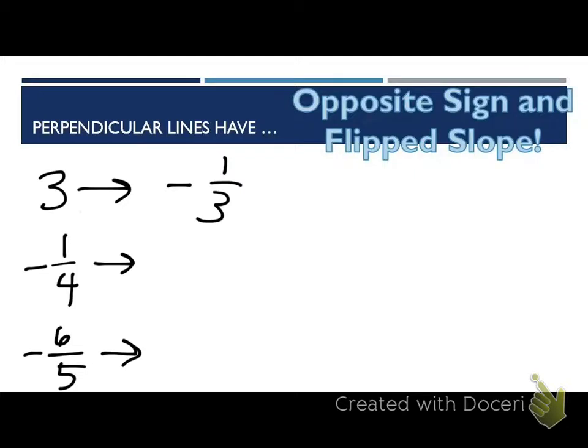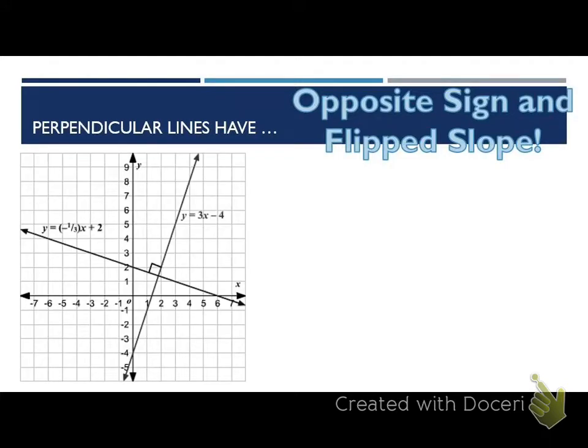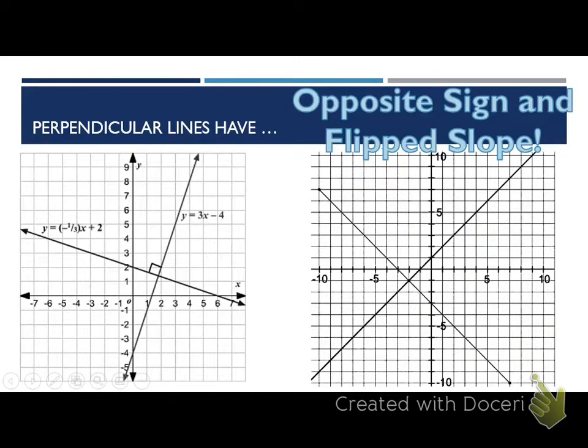Same thing here. We got negative 1/4. The opposite of negative is positive, and then flip 1/4, and it is 4. You do not have to write over 1 because we are educated folk. Negative 6 over 5. Opposite sign would be positive, and then flip it, you get 5 over 6. Okay? So what happens is they look like they intersect and form 90, which they do.